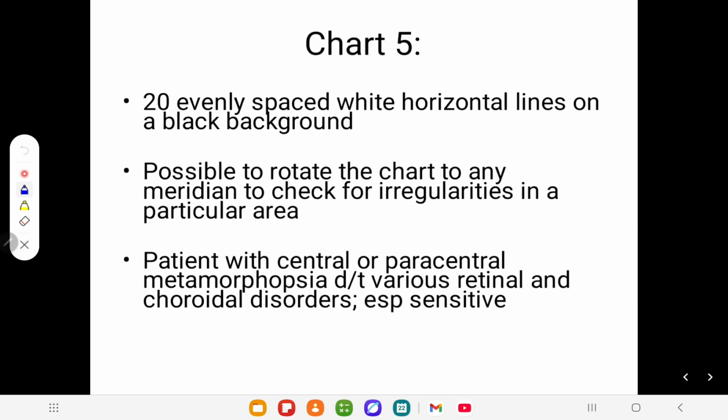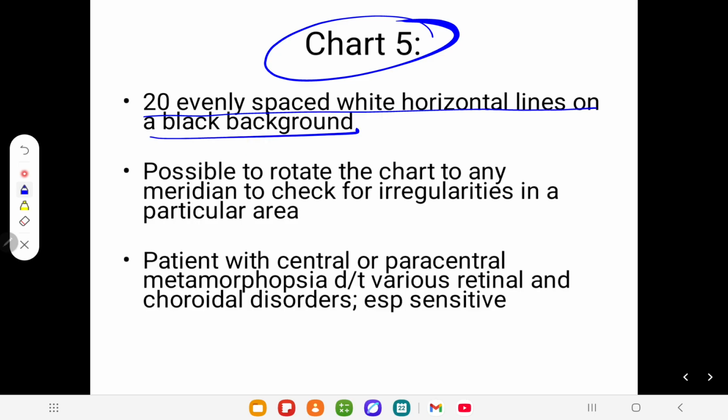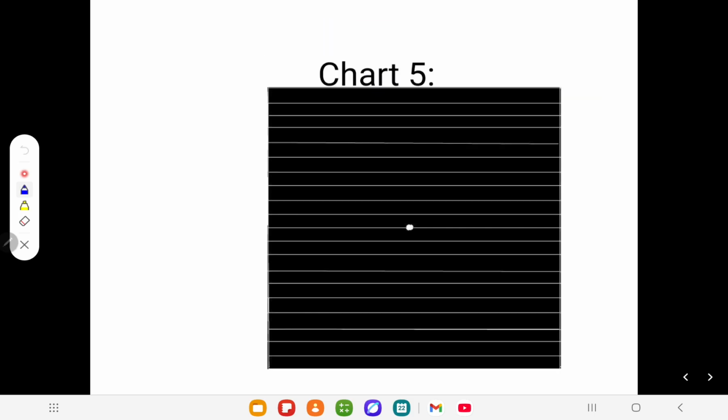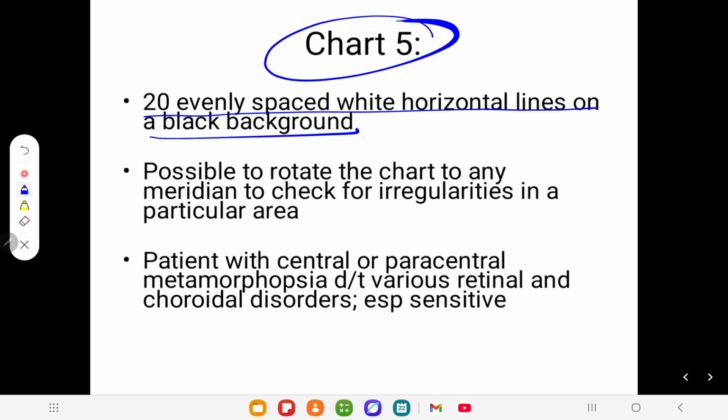Okay. Chart 5. What is the difference in chart 5? So, unlike chart 4, there are lines in chart 5. Just remember. Okay. Chart 5 has twenty evenly spaced horizontal lines on a black background. So there are only horizontal lines. Let me show you first. This is it, okay. Twenty lines, the same white lines on a black background. It's possible to rotate the chart to any meridian to check the irregularity in a particular area. Since we can shift it, isn't it?